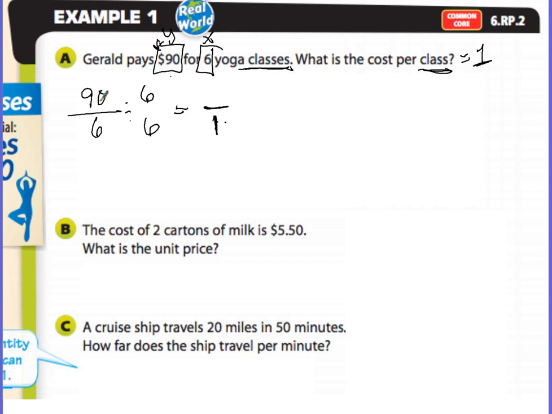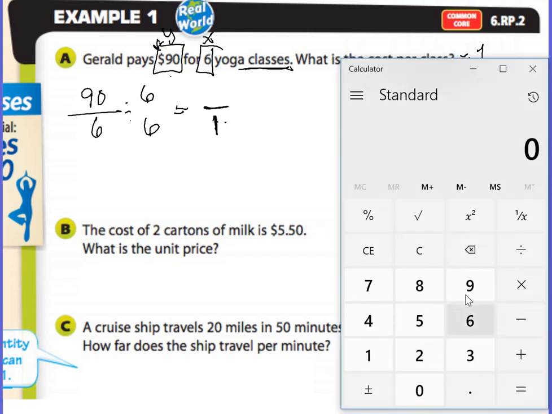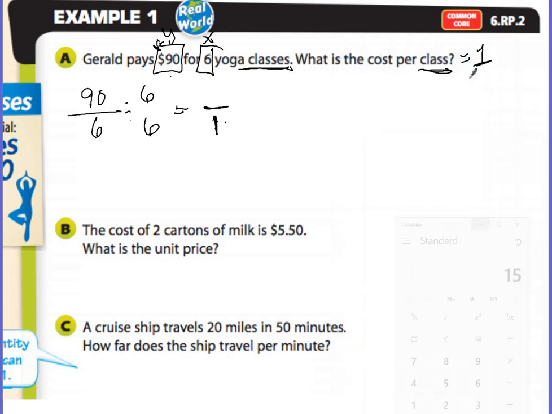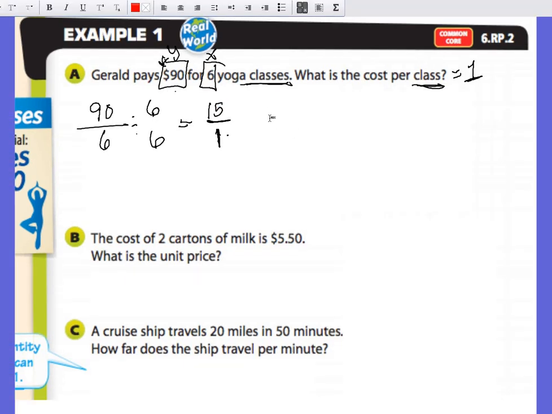All right, so I'm going to take this 90 and divide it by 6. And just to make sure I get the correct answer, I'm going to do this using my calculator. And I see that I get 15. Okay, so here, this is 15 per 1. So what does that mean? This means, and I'm going to type it out so it goes a little bit faster and looks nicer than me writing it here, that Gerald pays $15 for every 1 yoga class that he attends.